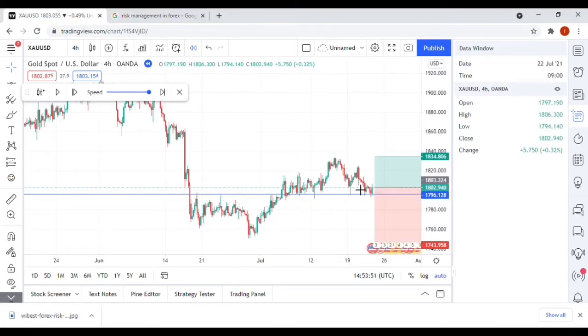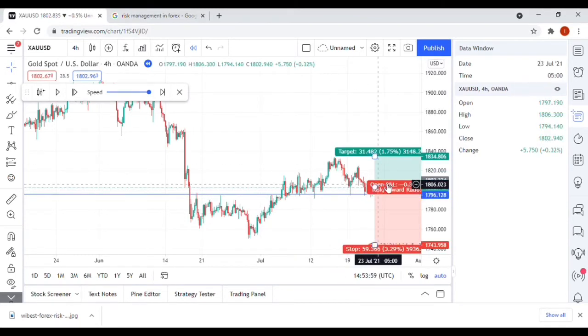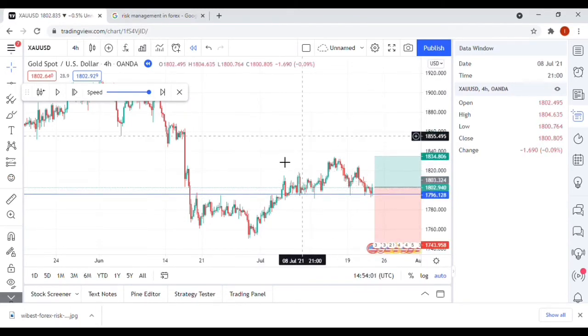So this wouldn't make sense, meaning that you are putting greater risk than you are actually hoping to get out of this trade. Once you find yourself in a situation like that, that will not be an ideal trade for you. It's better for you to just step out of that trade and find a better one.